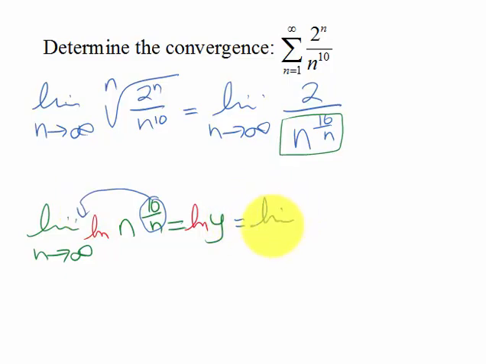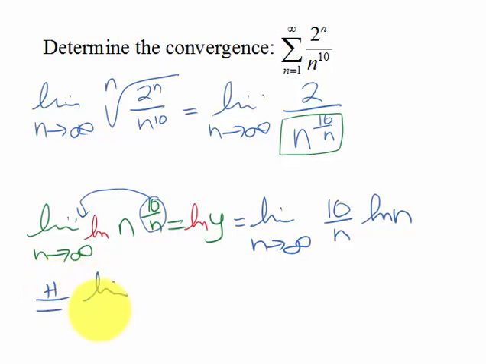So this will equal the limit as n goes to infinity of 10 over n and then natural log of n. Now as we look at that, and we let n go to infinity, we see that we are going to have infinity for the 10 ln of n, and then we're going to have infinity in the denominator for the over n. So we have an indeterminate form, infinity over infinity, so L'Hopital's rule applies. So I can set this equal to the limit as n goes to infinity of the derivative of 10 ln n, and that's 10 over n, divided by the derivative of n, which is 1.